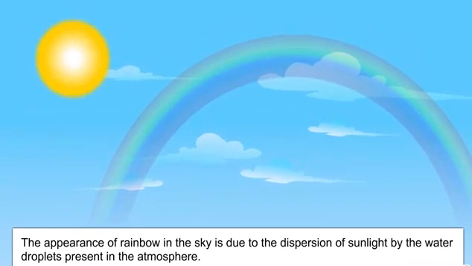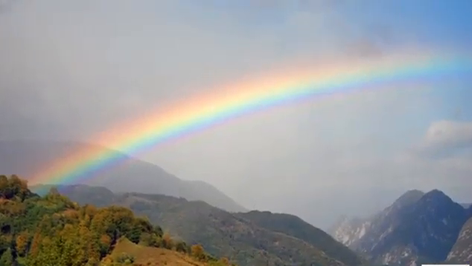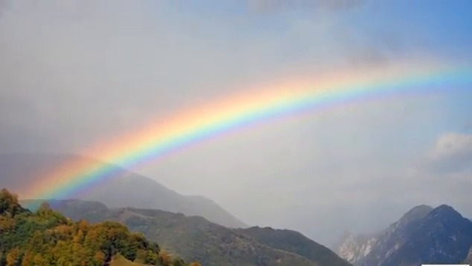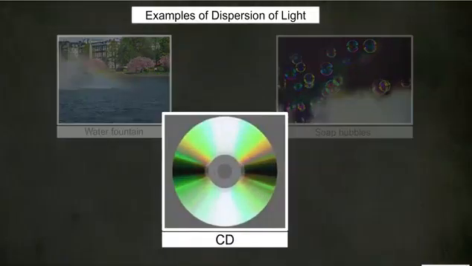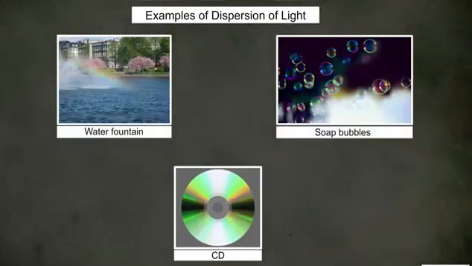Dispersion of light not only results in the formation of a rainbow, but we can see this effect in our day-to-day life as well. For example, the beautiful band of colors we observe in water fountains, soap bubbles and CDs are all due to dispersion of light.